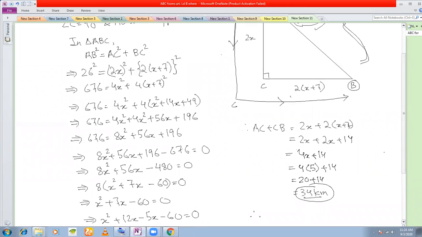Therefore, the question here is how much distance will be saved. So you simply write, therefore distance saved is equal to 34 minus 26, which is 8 kilometers. So that is your answer. So I end here for today.